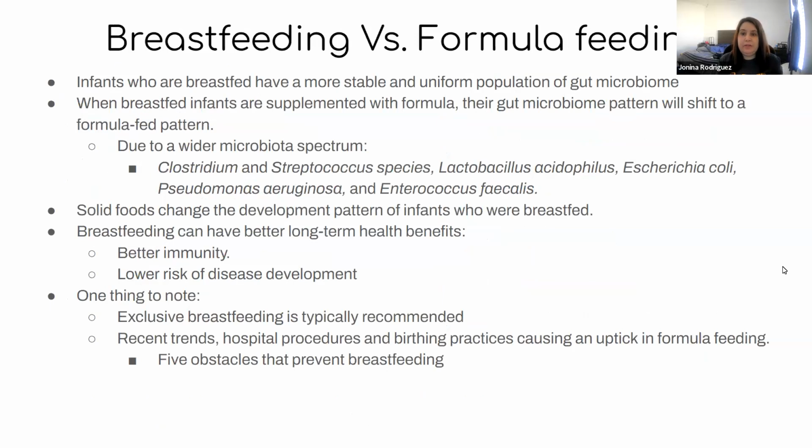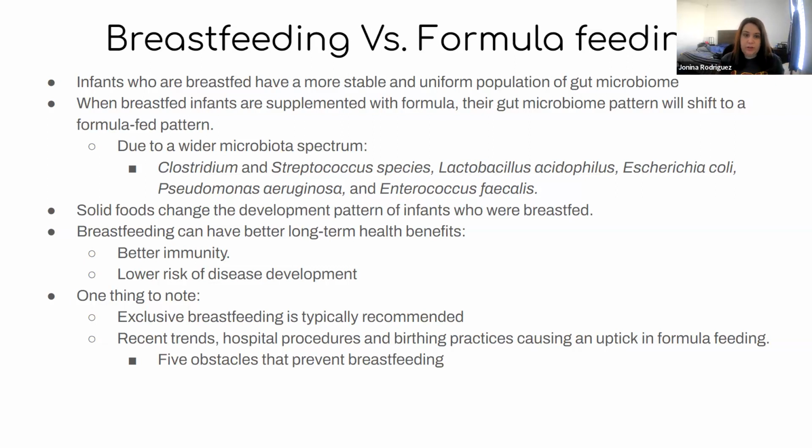So the big debate: breastfeeding versus formula feeding. Infants who are breastfed typically tend to have a more stable gut microbiome population. When they're supplemented with formula, their patterns start to change. They go from a breastfeeding pattern to a formula feeding pattern, which is also due to a wider microbiome development spectrum, which includes Clostridium, Streptococcus species, Lactobacillus, and Escherichia coli. So more of those gut microbiota develop in the presence of formula.